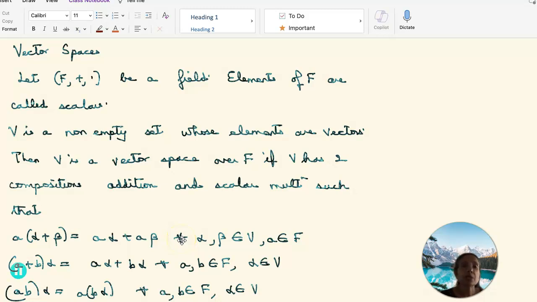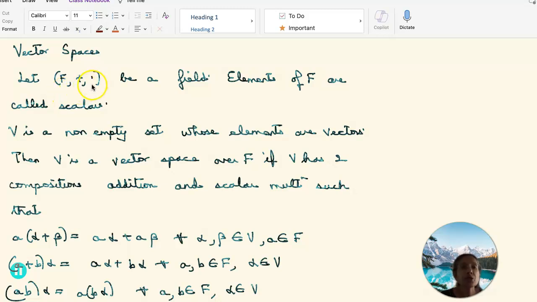So hello everybody, welcome to this lecture on linear algebra. Here we will be learning what are vector spaces, what are subspaces, the necessary and sufficient condition to identify a subspace of a vector space, and also a few problems. So what is a vector space?